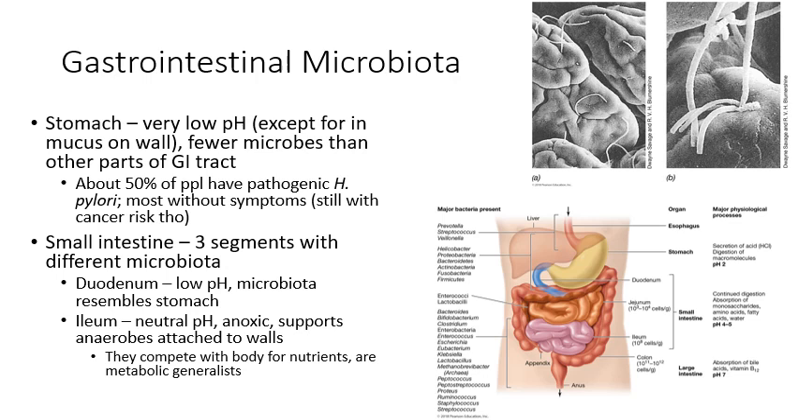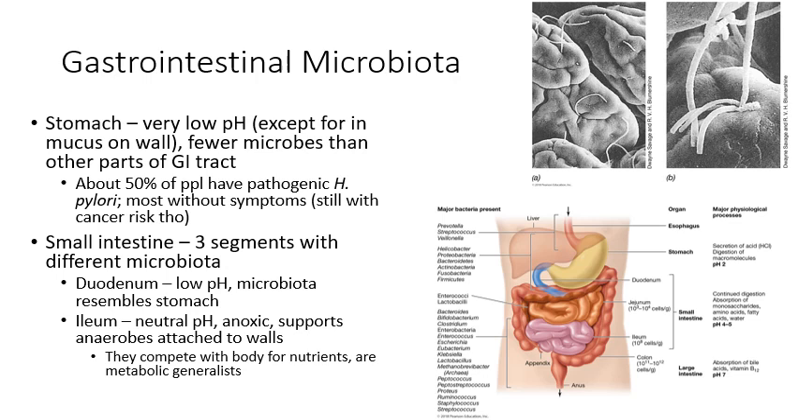Then at the far end of the small intestine in the ileum, by the time you get there, the pH is neutral again. So it's kind of normal body pH. That's also an anoxic environment with no oxygen in it, so it's going to support a different microbiota. So in the ileum, you have microbes that like a neutral pH and are generally going to be anaerobes. And they're usually clinging to the walls of the small intestine and sampling food as it passes by.